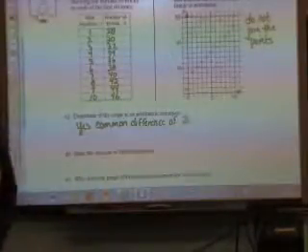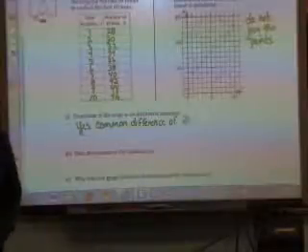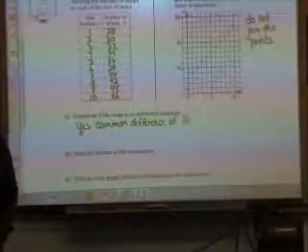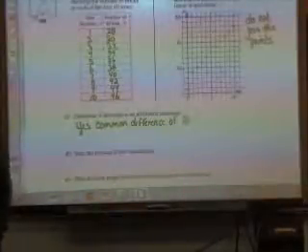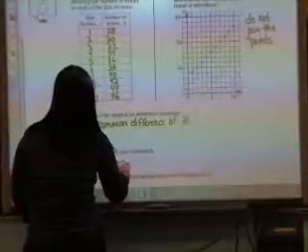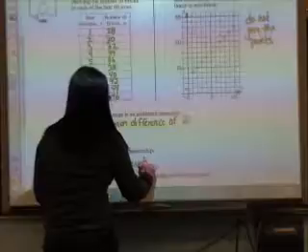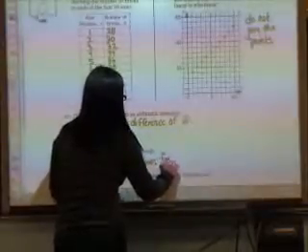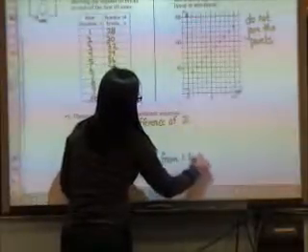What is the domain of this relationship? What are my inputs? Can it be anything between 1 to 10? Oh, so just the natural numbers. Natural numbers from 1 to 10.